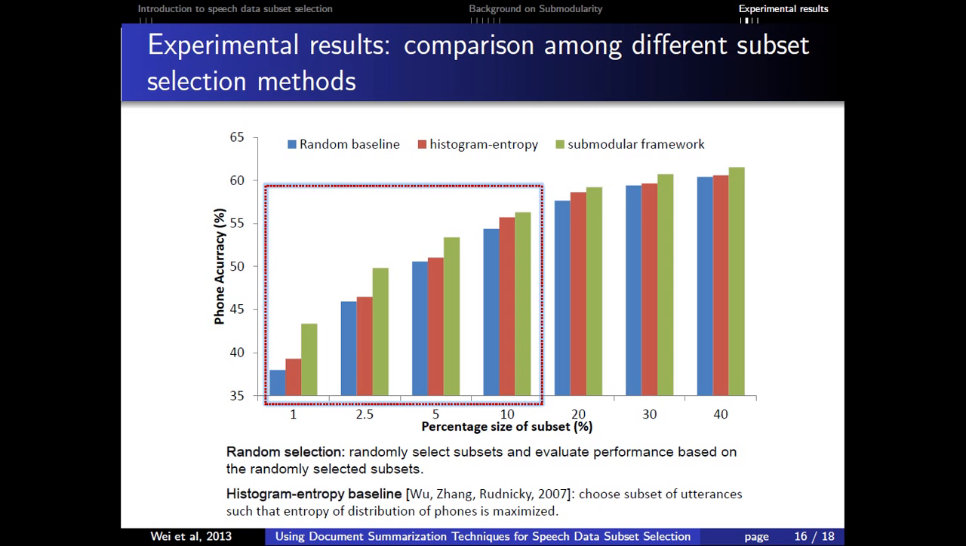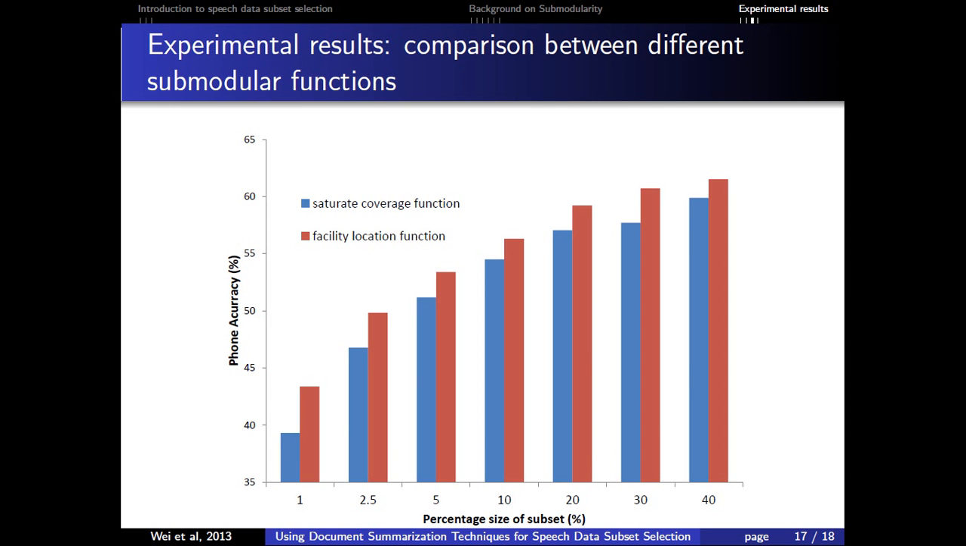And in this plot, we compared two submodular functions in terms of subselecting data on the real-world TIMIT corpus. And as we can see, the facility location function works better than the saturated coverage function for different subset sizes.